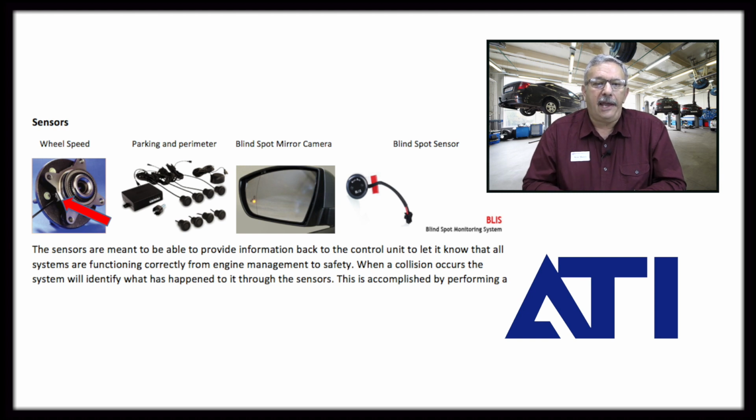The parking and perimeter sensors, those are the ones where you see the small indentations in the front and rear covers. I mean, there's a lot of different things those are used for. The blind spot mirror has a camera in it that reads within a certain amount of degrees and a certain amount of feet on the side of the vehicle where another vehicle could potentially be located, to keep the driver from making a lane change into another vehicle.